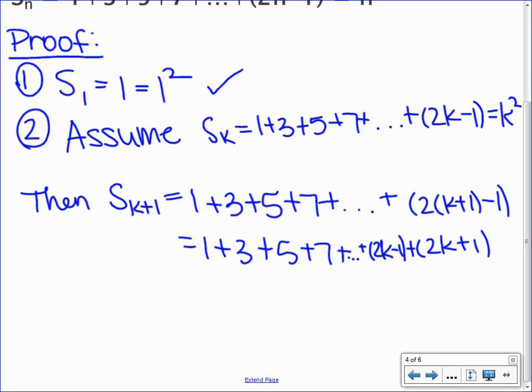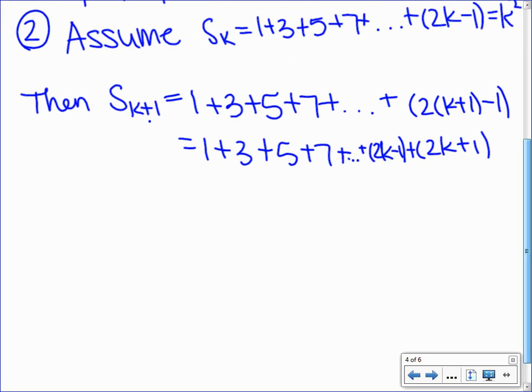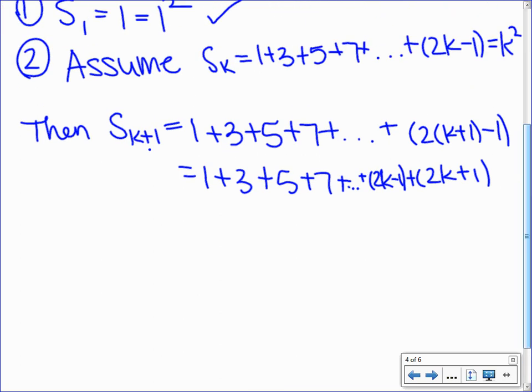Okay, because we are adding up the first k plus 1 terms. To add up the first k plus 1 terms, we're adding up the k terms, and then we're adding a k plus 1 term. So we still have these k terms right here, don't we? Okay, that is good. Our goal is to show that this is going to equal what? What are we trying to prove it equals?